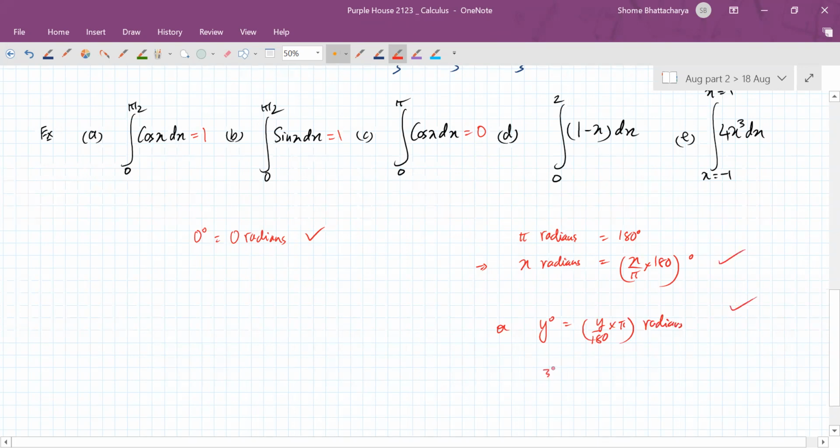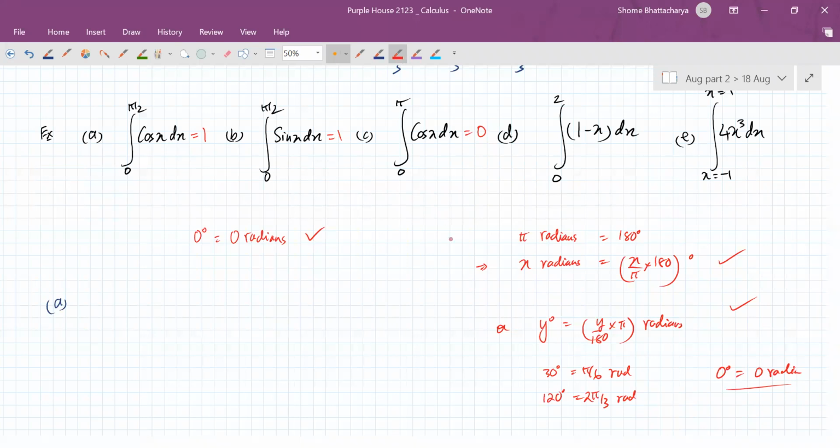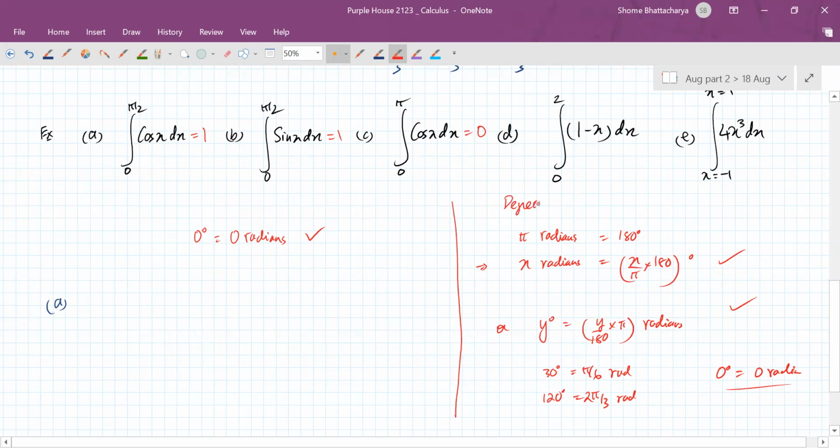So that's how we get, for example, that 30 degrees is equal to pi by 6 radians. Okay. 120 degrees is 2 pi by 3 radians. 0 degrees is equal to 0 radians. So that's the thing. Somebody had a doubt whether 0 degrees is the same as 0 radians. Somebody sent me a text message for the doubt. So that is just clearing that doubt. This is aside from this question. This is the relation between degrees and radians, the interchanging or relationship between degrees and radians. That's that one.